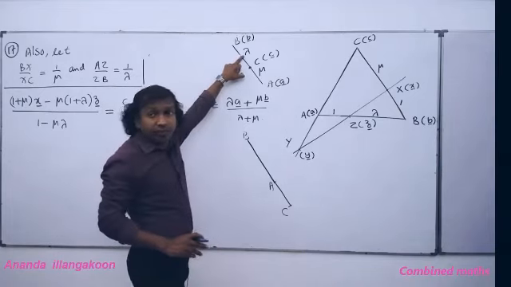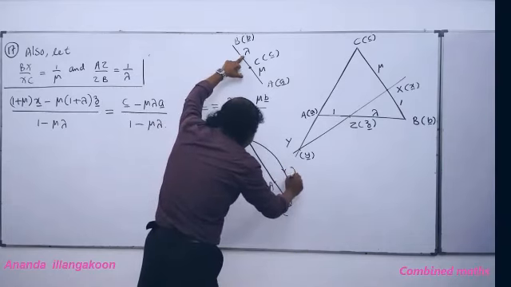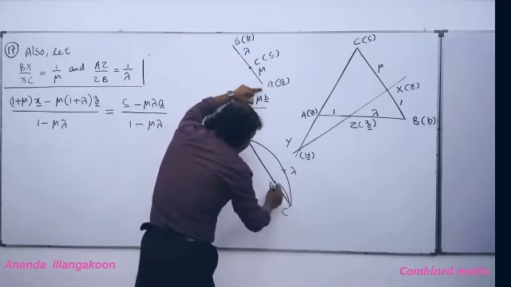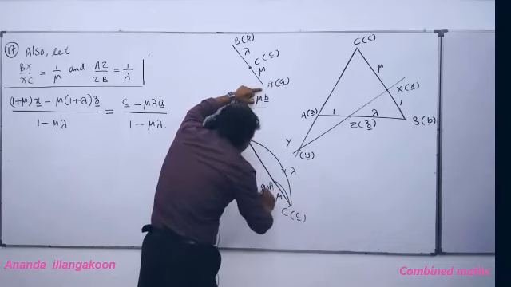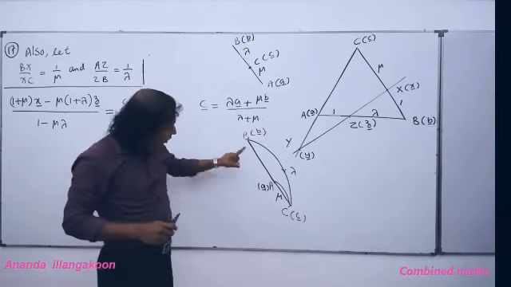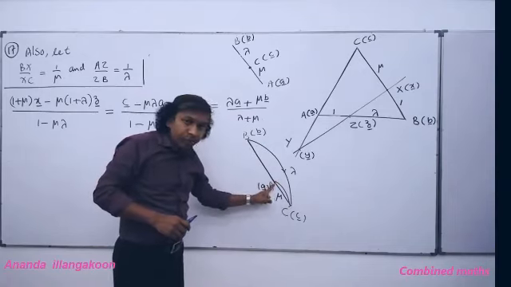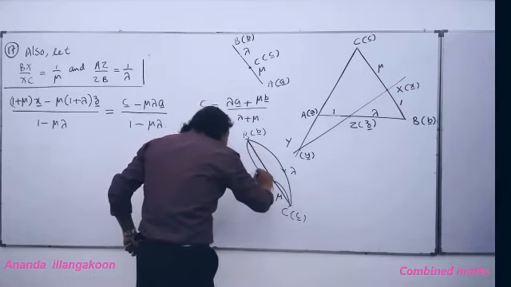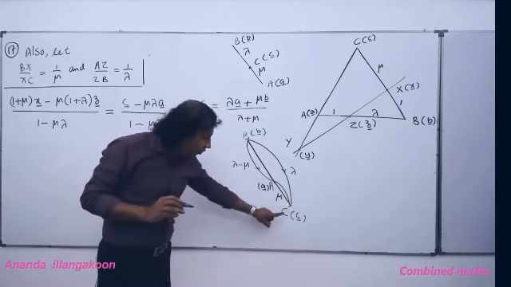BC, here I take the same ratio, BC length lambda, CA mu, CA is this is mu. Then this is simple C vector, this is simple A vector, this is simple B vector. How do you understand these ratios? From here to here, lambda unit. From here to here, mu unit. Then from B to A, it is lambda minus mu.